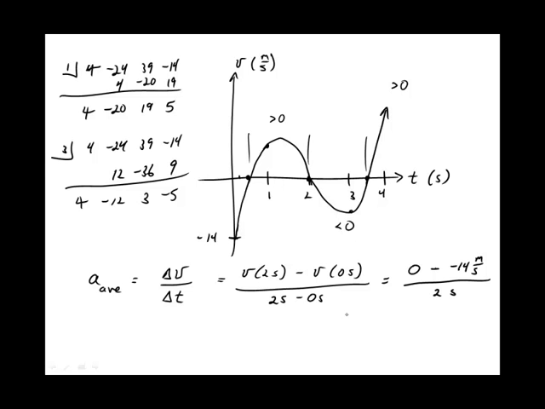Minus a minus becomes plus. I have 14 meters per second over 2 seconds, which is 7 meters per second squared. And again, that's an average acceleration, not an instantaneous acceleration. So from here to here, you can see my change in velocity is positive. It goes up, and there's my change in time. So the average acceleration in there is 7 meters per second squared.